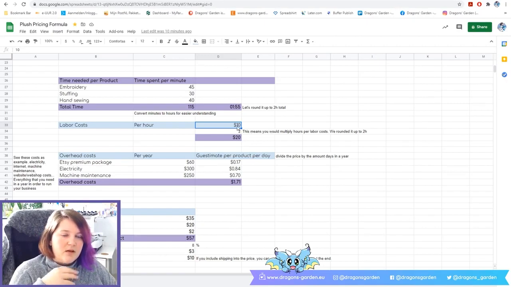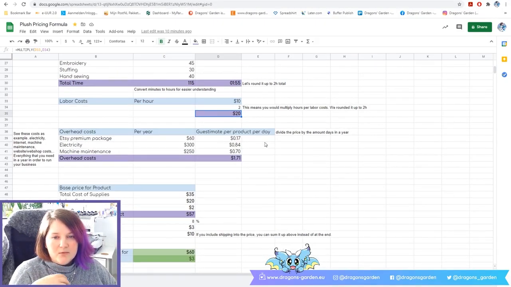So let's say I put $10 and I have 2 hours that I spend working on this, so I will multiply $10 by 2 hours, which is $20 for my labor costs to make that plushie. The next thing, which is a very important part of the equation, is the overhead costs.